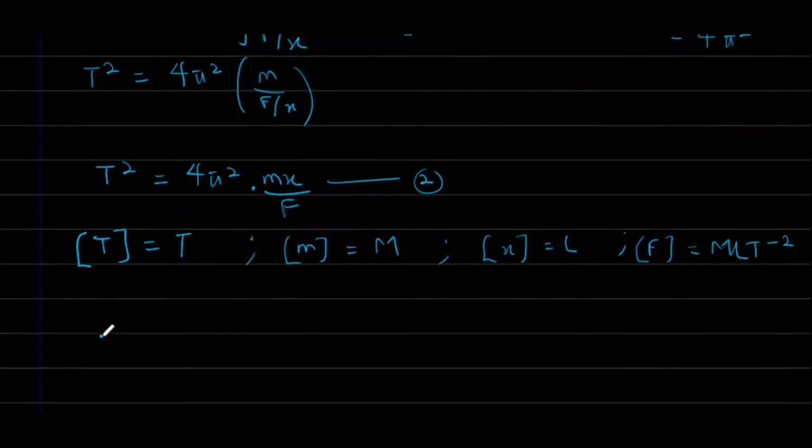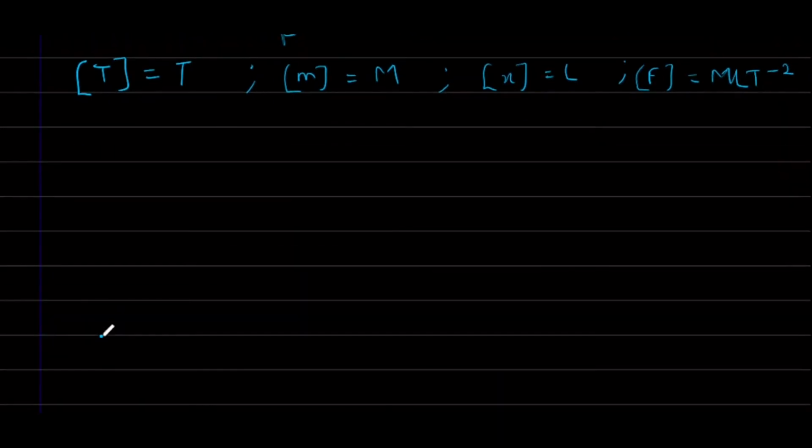Now that we have gotten the dimensions of the variables involved, then we can return it back into equation 2. That means anywhere we see the time period, put T, and that is square, is equals to 4 pi square is a pure number, so it doesn't involve our dimensional analysis. Numbers don't have dimension. So in that case, we are going to ignore it. Then what is dimension of mass? That is capital letter M.